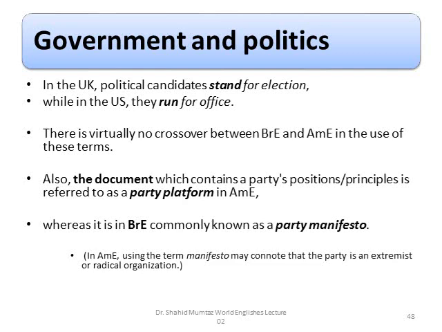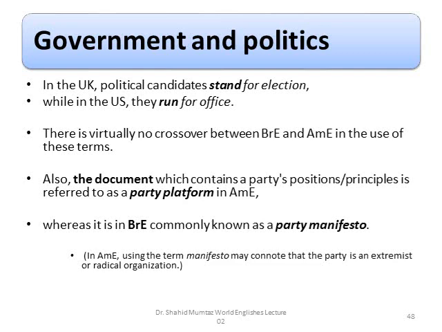He's standing for election. While in the US, they run for office. They do not stand because they are fast. So they run for office in the US. So there is virtually no crossover between British English and American English in the use of these terms.